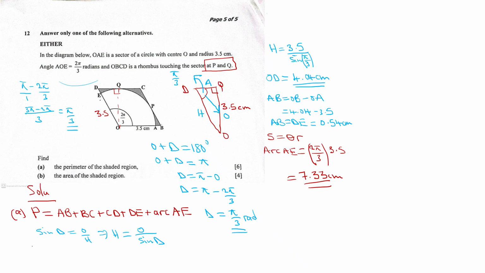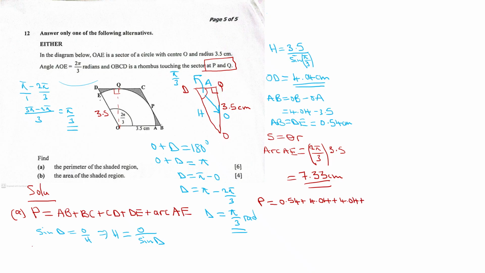What do we do next? Let's find the perimeter. Perimeter will be equal to AB. Remember what we said, the formula we can see there, we can see it on the screen. It's AB. What is our AB? Our AB we have found is 0.54 plus our BC. What is our BC? Our BC is the length of the rhombus, is 4.04 plus our CD. What's our CD? Still the length of the rhombus, 4.04 plus DE.